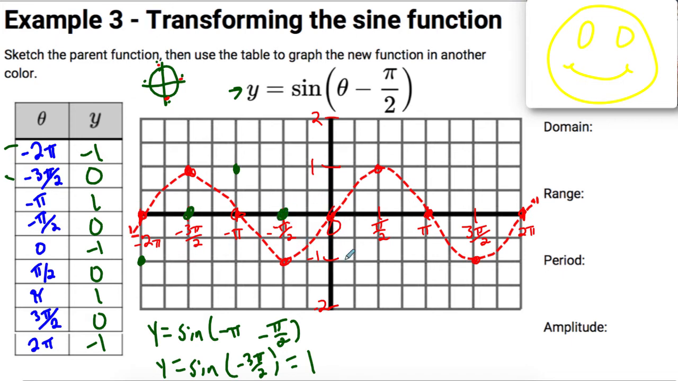0 is negative 1. Pi over 2 radians is 0. And then up to 1. And then back down to 0. And then back down to negative 1. So it's a very similar pattern. It does the exact same thing. It goes up and down in this kind of periodic wave-like manner, just like my other sine curves.